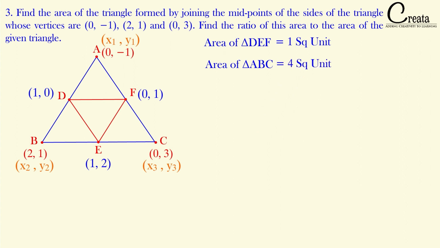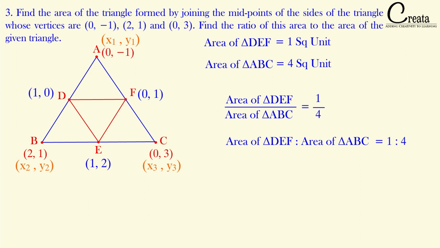The area of the smaller triangle is 1, the area of the big triangle is 4. Now we can easily find the ratio. The ratio of the area of triangle DEF to the area of triangle ABC is 1:4. 1 upon 4, or 1:4. That is the answer to this question. Got it?